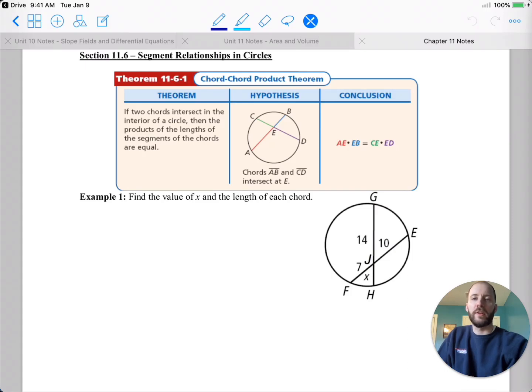Section 11.6, segment relationships in circles. So, continuing our tour de force of all things circle related, with angles, with segments and lines.